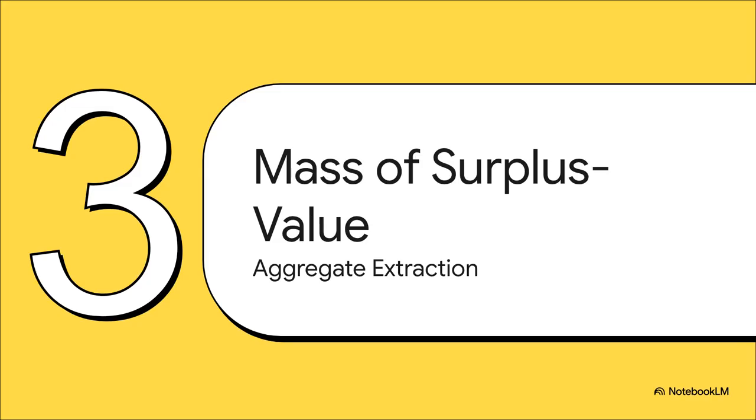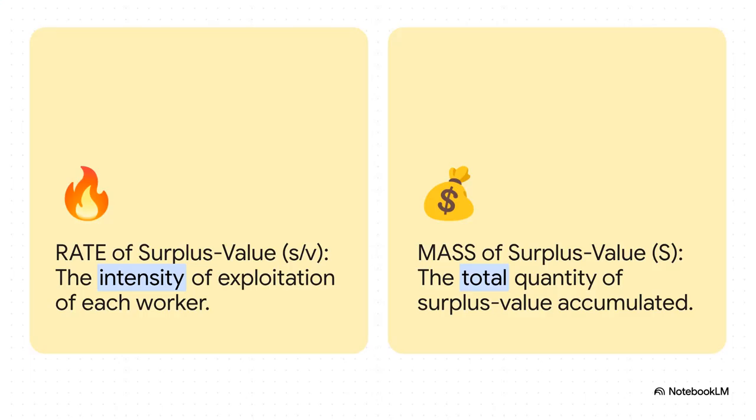But here's the thing. An individual capitalist running a business, well, they're not just obsessed with the rate of exploitation for a single employee. What they really care about is the total aggregate amount of surplus value they can get from their entire workforce. And that brings us to the central point of this whole chapter. So you absolutely have to get this distinction between the rate and the mass.